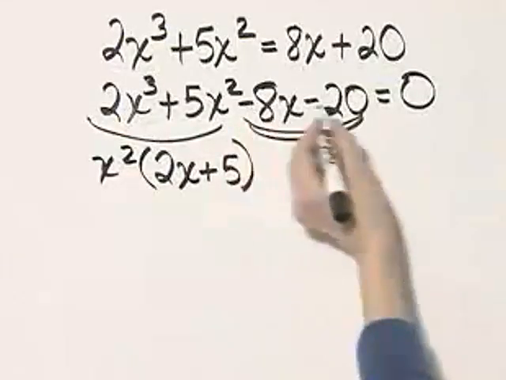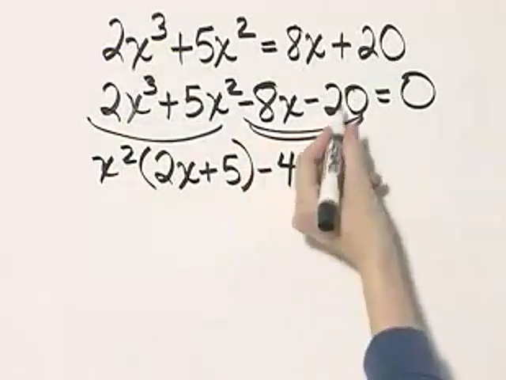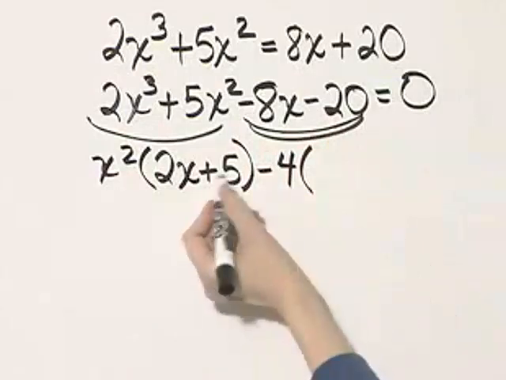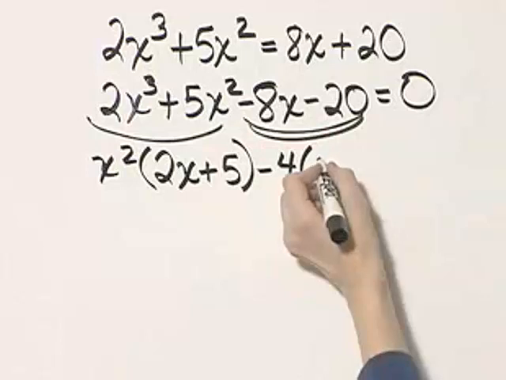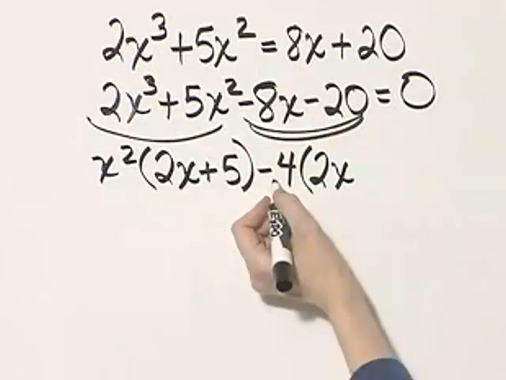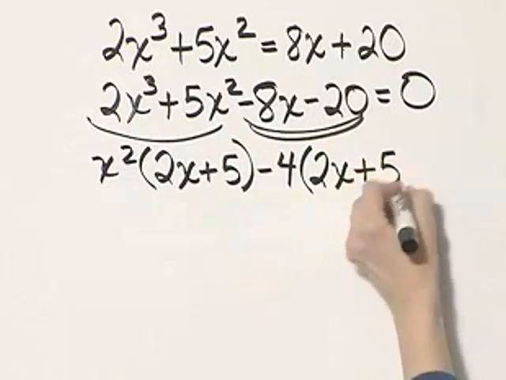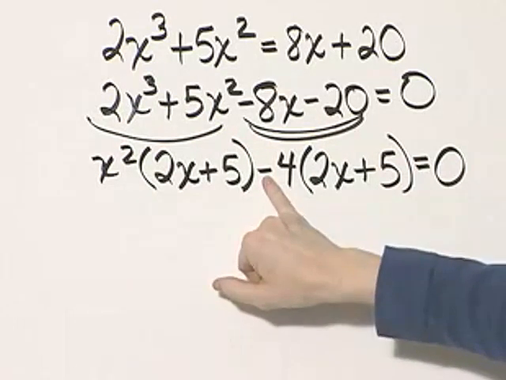As a matter of fact, I'll factor out a negative 4 because I can see what's left. I'll at least have a positive sign between the 2 terms. And negative 8x divided by negative 4, that's positive 2x. And then negative 20 divided by negative 4, that's plus 5. Is equal to 0.